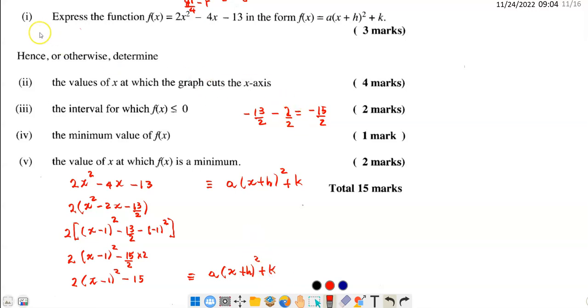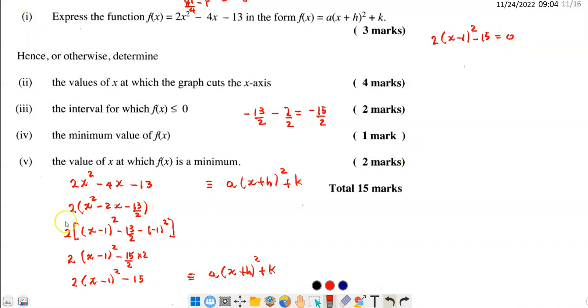So we have done part 1 there, and then we need to move to part 2, where it cuts the x-axis. Where it cuts the x-axis, f of x would equal 0. So we need to make this equal 0. So we're going to have 2 into x minus 1 all squared minus 15. We equate that to 0.